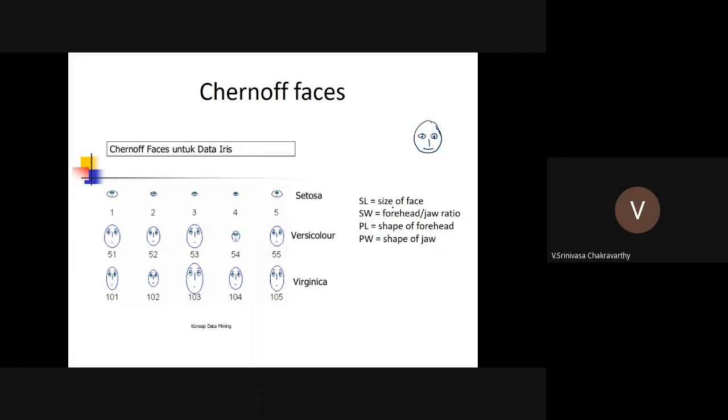So the sepal length is the size of the face, that is the height of the face. Sepal width is mapped onto forehead to jaw ratio. Petal length is the shape of the forehead, and petal width is the shape of the jaw. Based on that, if you draw these pictures, all the versicolor guys look like this. The Setosa guys are all very small, kind of compressed faces. The Virginica guys are mostly very long faces, and so on and so forth. So this is funny. This is just more like time pass and entertainment.